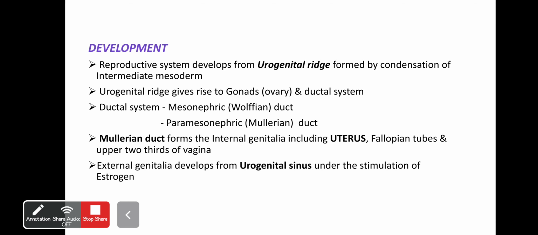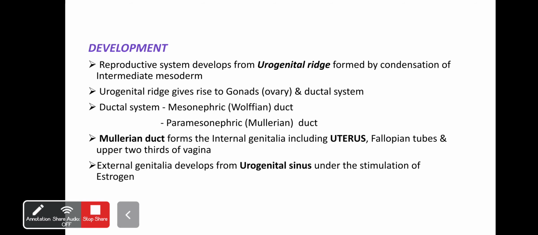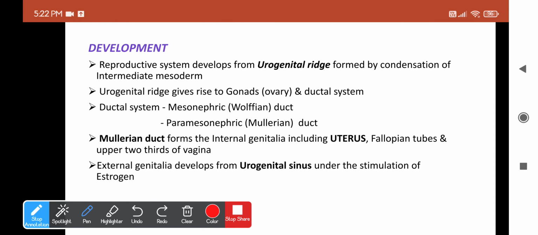A short note on development of the uterus. If you remember, the development of male genitalia was explained in my previous lecture. The reproductive system entirely develops from the urogenital ridge, which is formed by the condensation of the intermediate mesoderm. So every organ of the reproductive system will develop from the urogenital ridge only, and that is formed by the condensation of intermediate mesoderm.